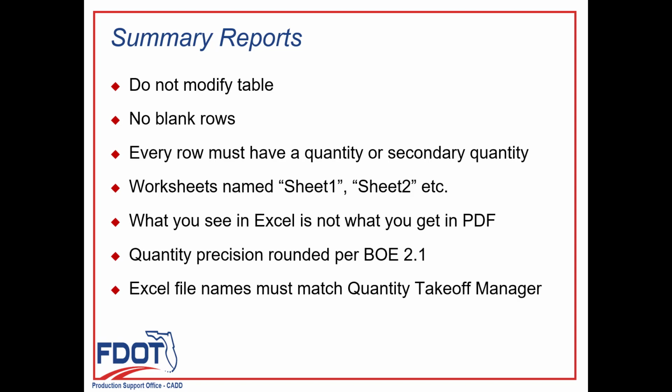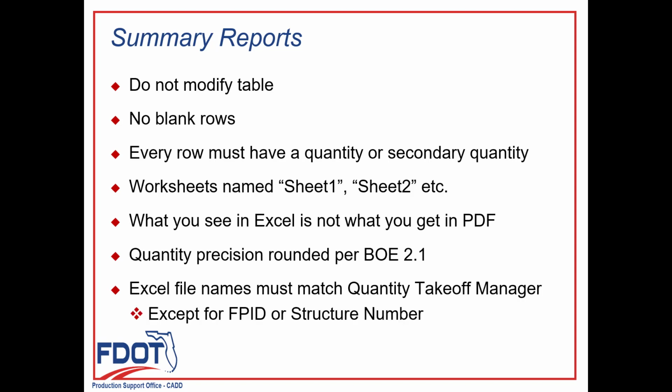One last thing to keep in mind is to not change the names of any of the Excel files. The Summary Reports Builder uses the file name to determine the columns and format that goes into the PDF. If you try to include an Excel file with a name that is not exactly as it is listed in the Quantity Takeoff Manager, you'll get an error.